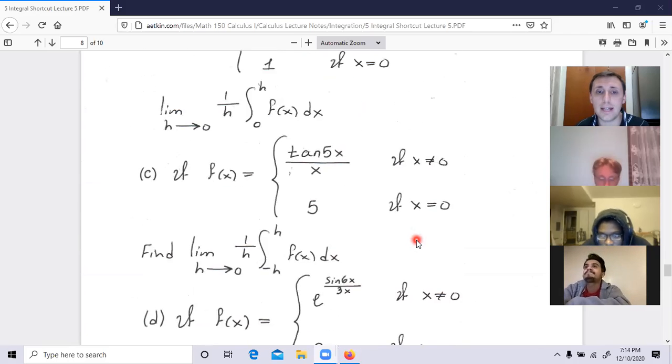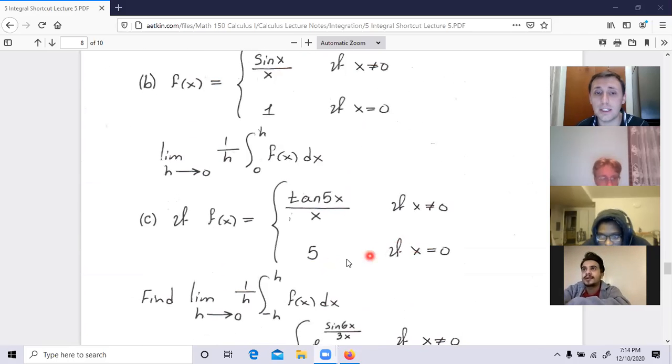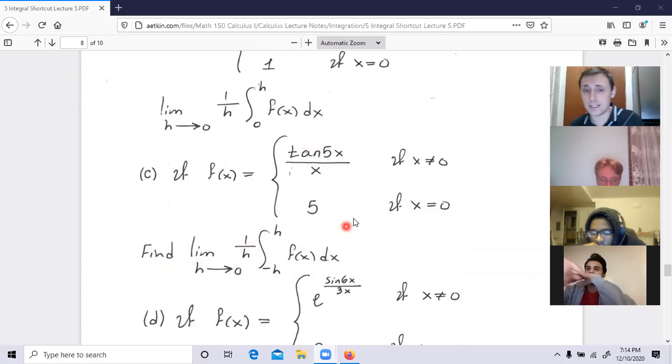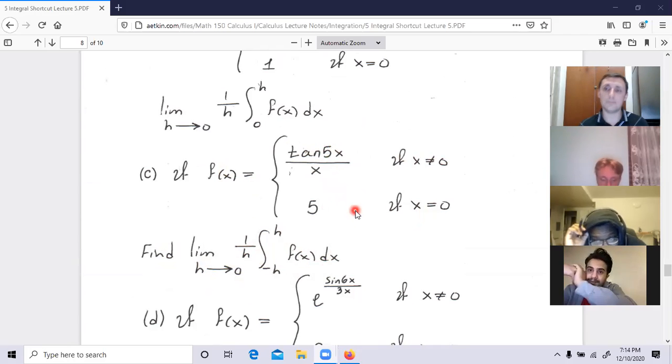And next question, look at it, be careful, watch it carefully. I'm taking the function tangent of 5x over x, where x is not zero, and five if x is zero. And I take the limit as h goes to zero of one over h, the integral from minus h to h of f of x dx. What is that limit? Let's be careful. What is that limit? Fast. We don't have too much time.